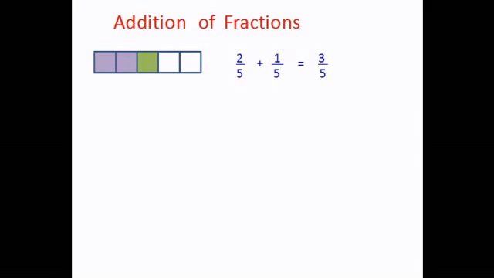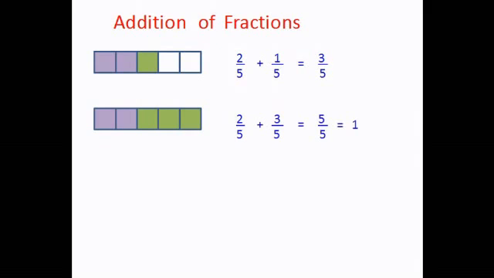Let's take one more example. Now in this case, 2 parts out of 5 are purple, which I can show using the fraction 2 over 5. And the green part I can show using the fraction 3 over 5. And I can see that the whole stripe, all the 5 parts, are colored. So I can say that 2 over 5 plus 3 over 5 is equal to 5 over 5, which is equal to 1. 1 means the whole thing, the whole stripe is covered.